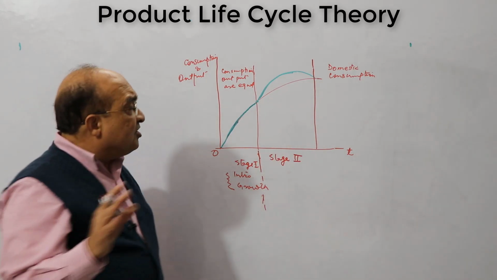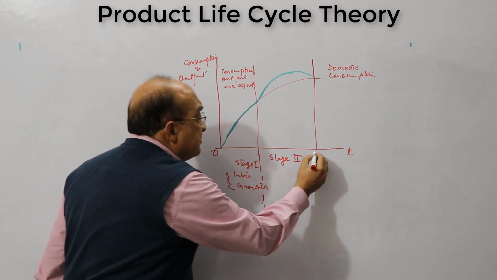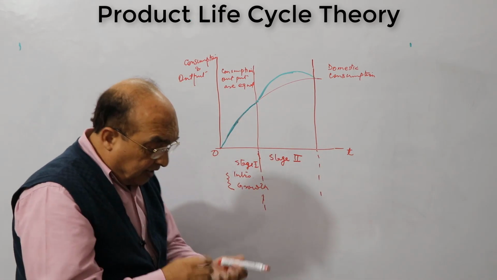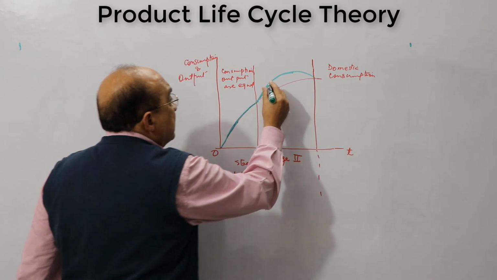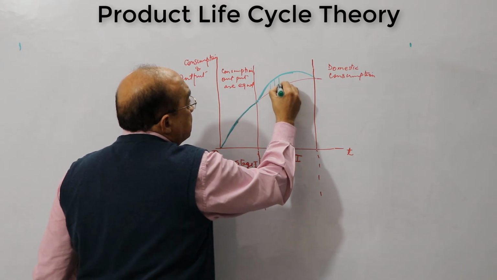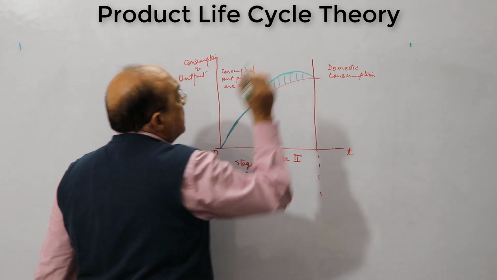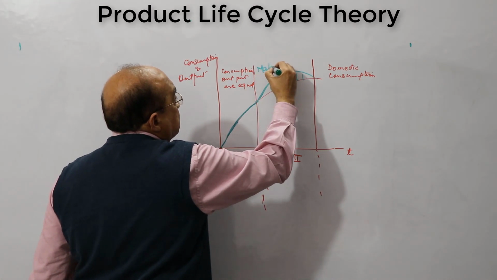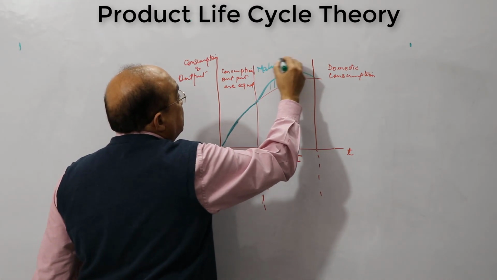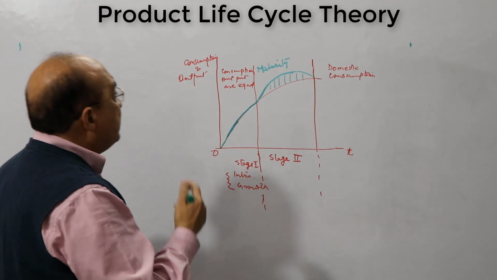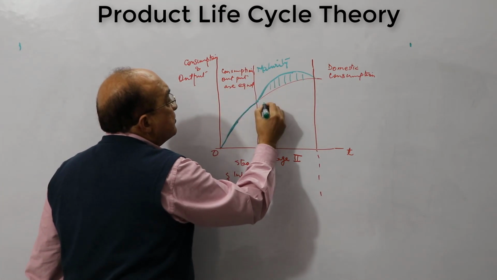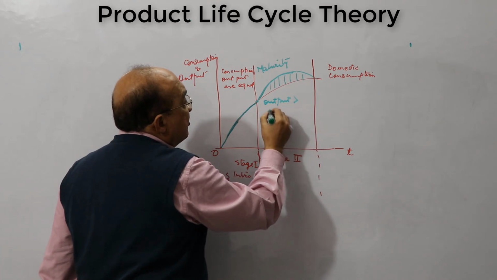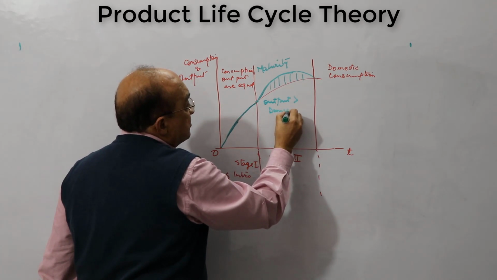And the characteristic of this stage is that here you can notice a certain amount of surplus. This gap. This stage is the maturity stage, and in this stage domestic output exceeds domestic consumption.